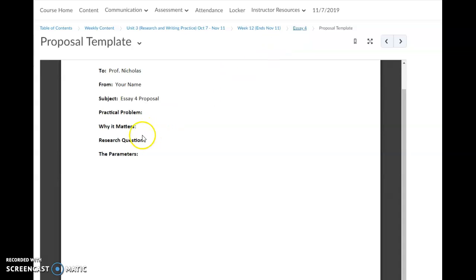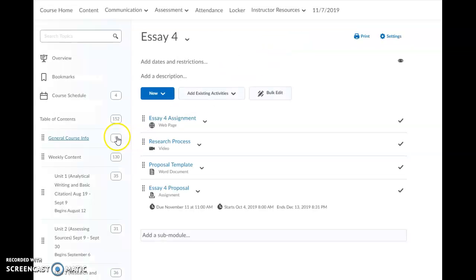Make sure this is something you're interested in because you are going to be living with this for the rest of the semester. This is going to be our piece of work that we work on from now until the term ends. So your Essay 4 proposal is also due on Monday along with your final draft of Essay 3. So that's it this week.